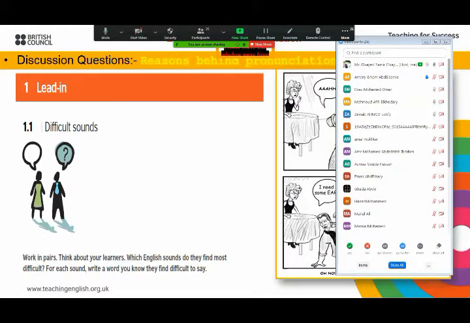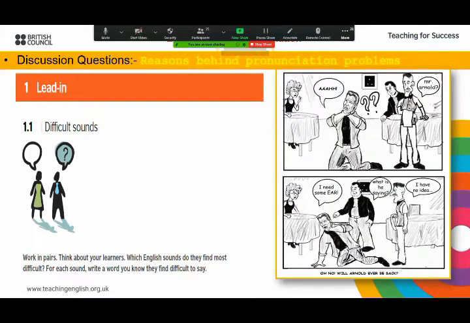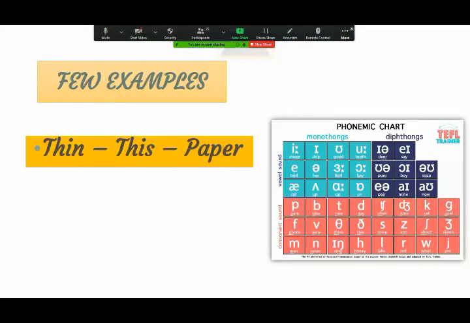Okay, so what are the sounds that you can find? These sounds are difficult for your learners. Can you give me an example? Okay, sand, yes, and p and b, as I said before. For example, thin, this, paper, and so on. Okay, these are some sounds.